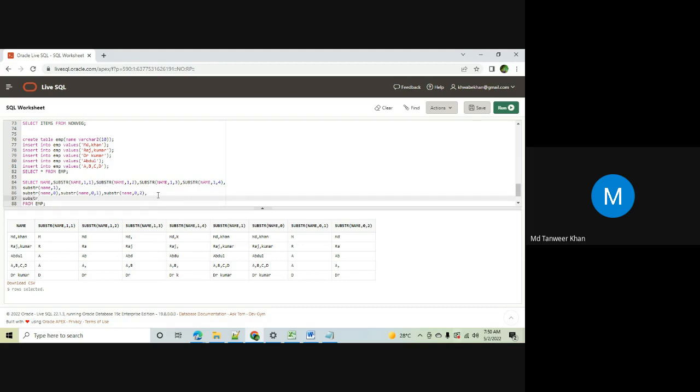Confused? I'll repeat this. Let me tell you this example: SUBSTRING(name, 2). Concentrate on this one. Now tell me what is happening here. SUBSTRING(name, 2). Consider this output and tell me. Who will explain this?